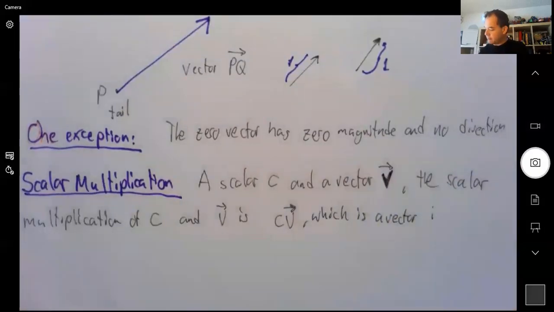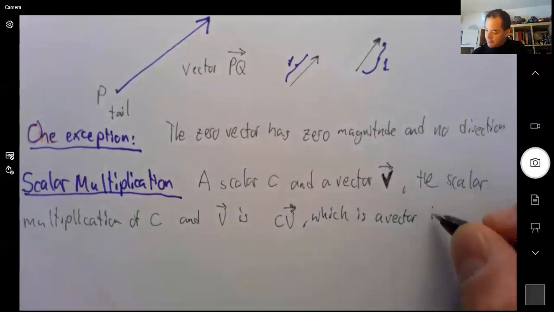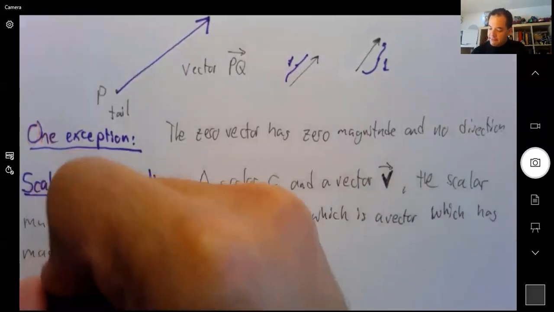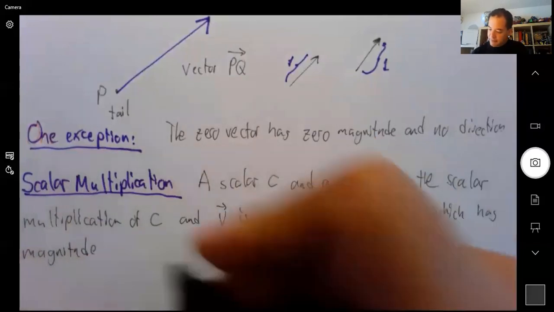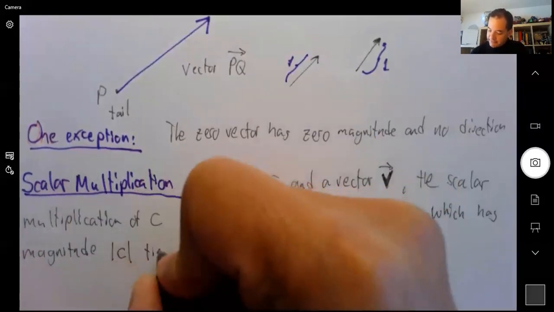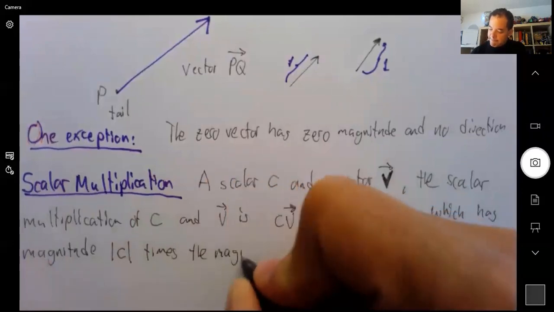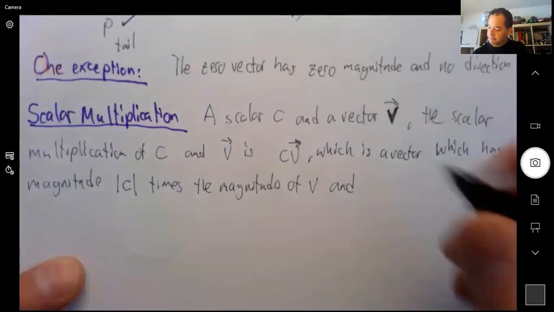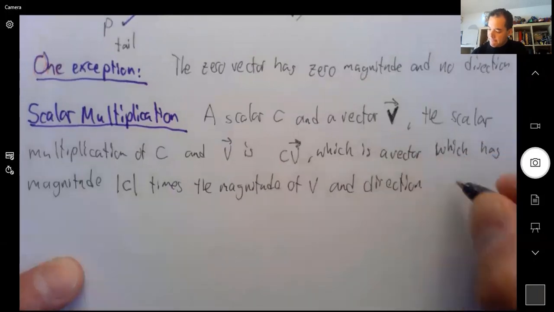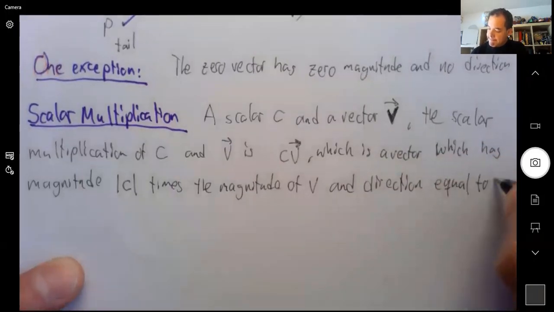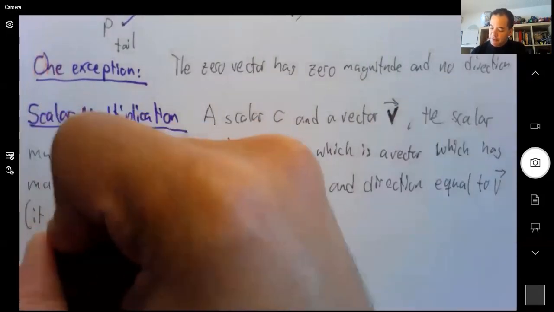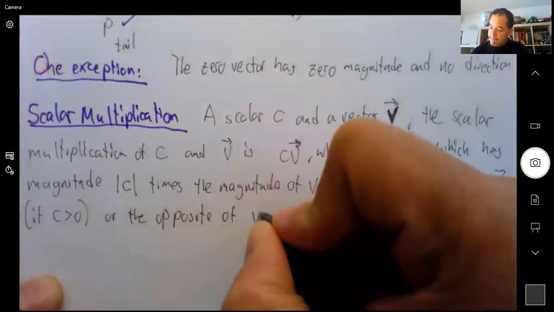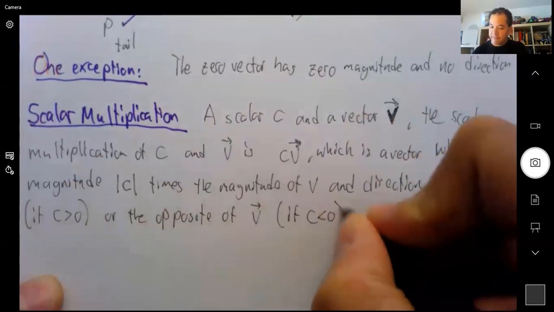And what is CV? It is a vector which has magnitude the absolute value of C times the magnitude of V, and direction equal to V if C is positive, or the opposite of V if C is negative. All right?